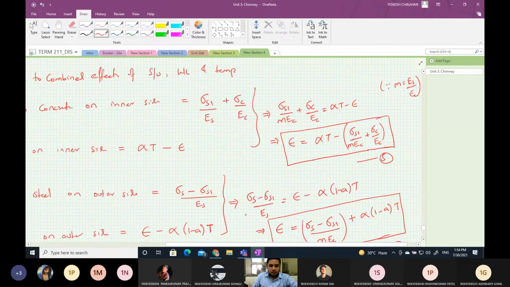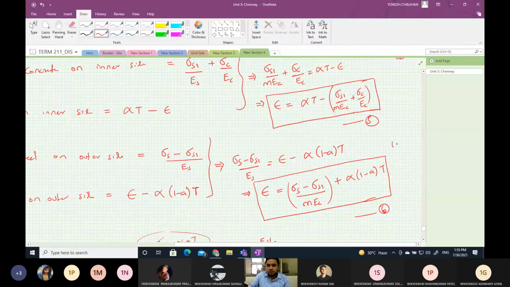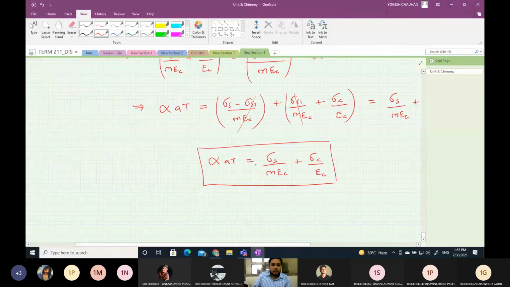Both are stresses related to steel, that is why it is divided by Es. Here this is related to steel, so it is divided by Young's modulus of steel, and this is the stress in concrete, so this is divided by Young's modulus of concrete. Then we are again replacing this Es with m times Ec. Okay, so finally you will get alpha t equals sigma s by m times Ec plus sigma c by Ec.